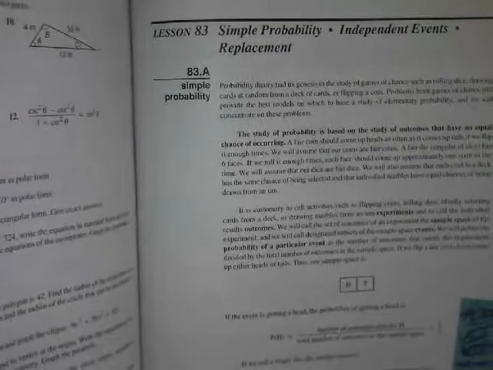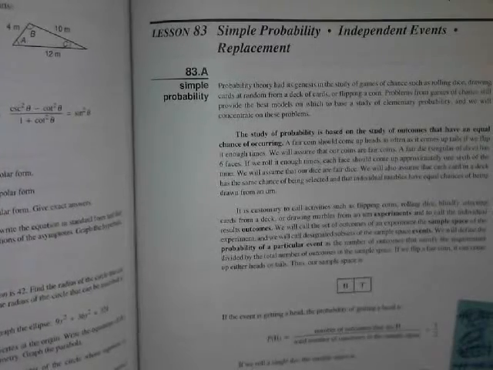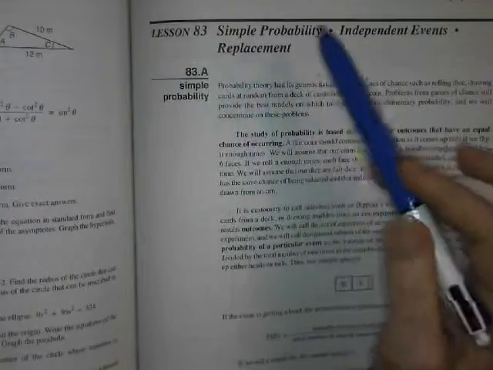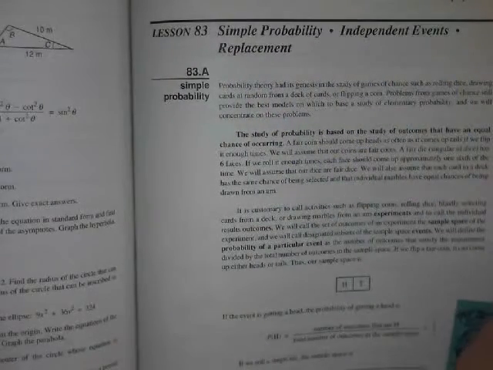This is Pre-Calc Lesson 83. This is our little mini lecture. So in Lesson 83 you're learning simple probability, independent events, and replacement.